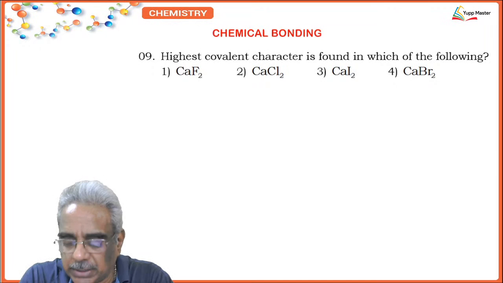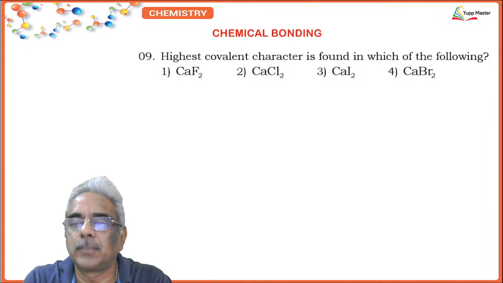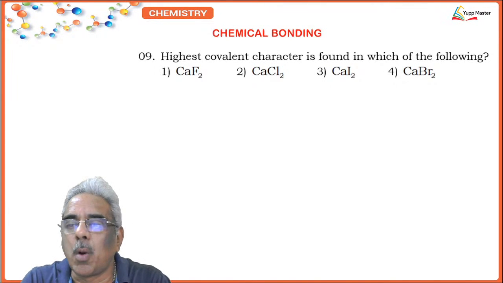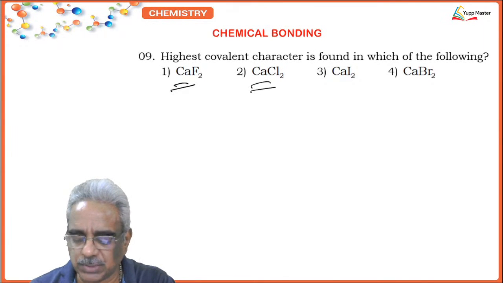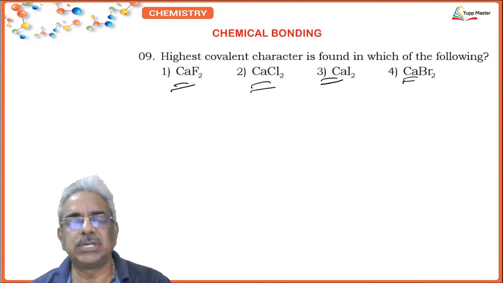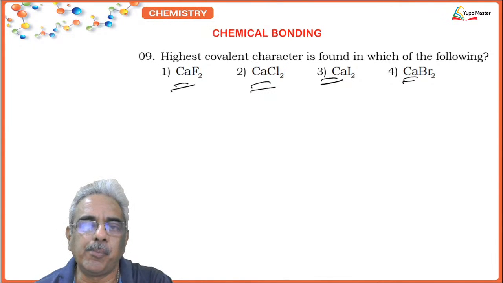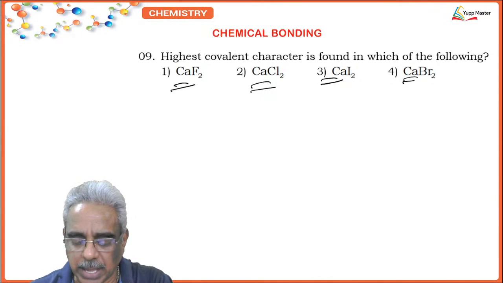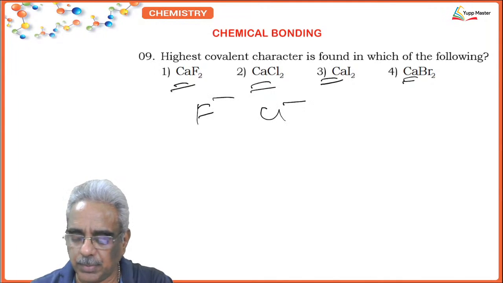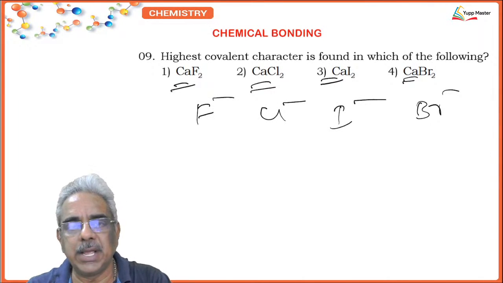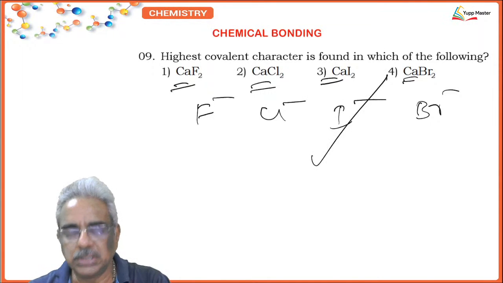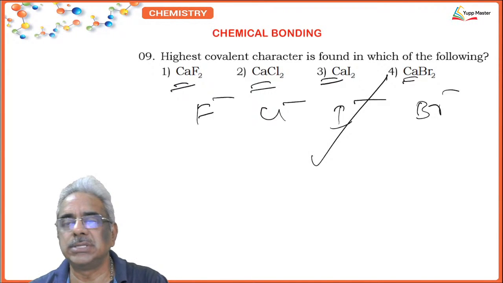Highest covalent character is found in which of the following? Very simple question, I think repeated. Calcium, calcium, calcium. Instead of boron, this time he put a metal. And the other anion is fluoride, chloride, iodide, bromide. As we all know, bigger ions are easily polarized. This is highly polarized. Calcium iodide is most covalent.